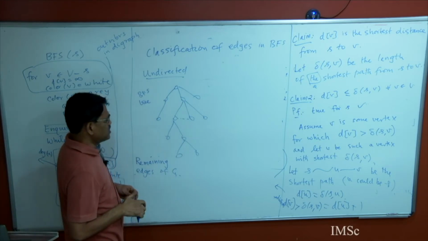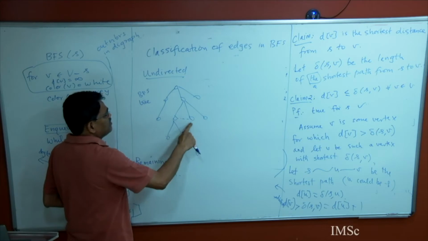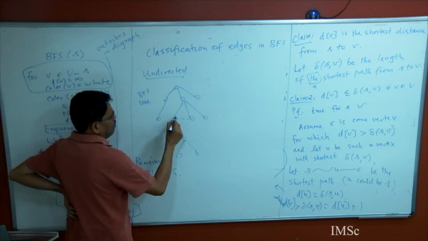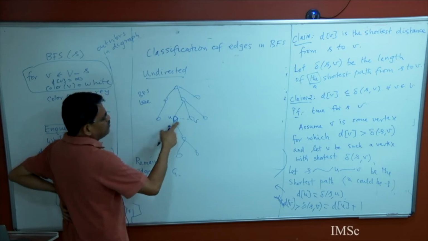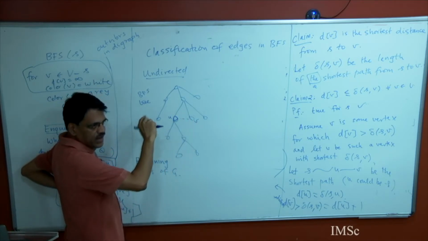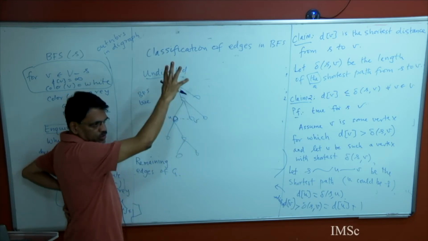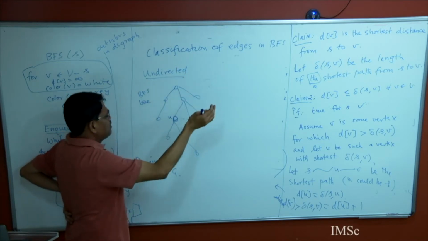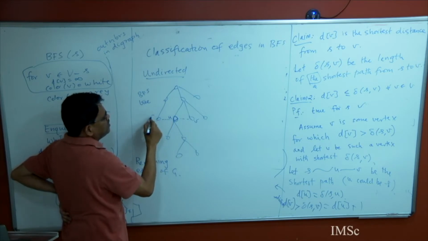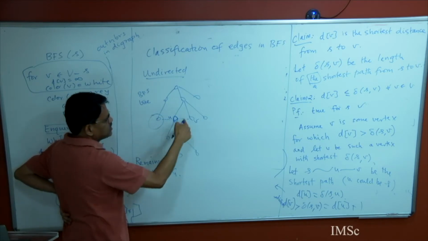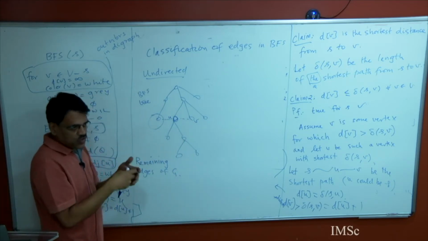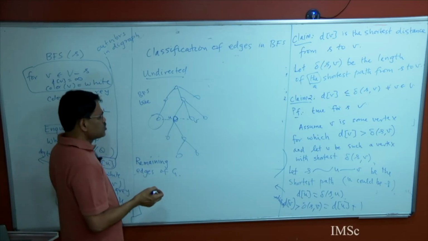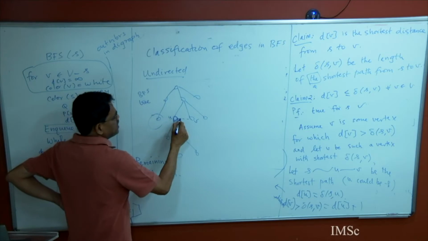So why was it not added? This means that when I was exploring this vertex, I did not add V. What was V's color? Gray. V was already in the queue, or it could also have been black, maybe this one was done. So V was gray or black, and that's why I didn't add it, because white means I would have added it, and it would have become a tree edge. So the edges can be like this.